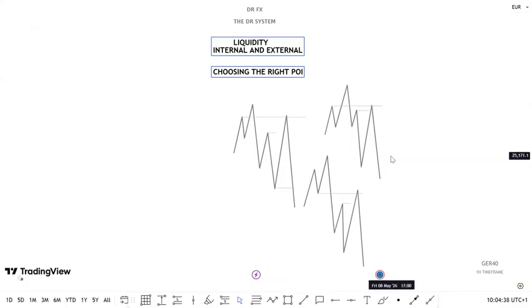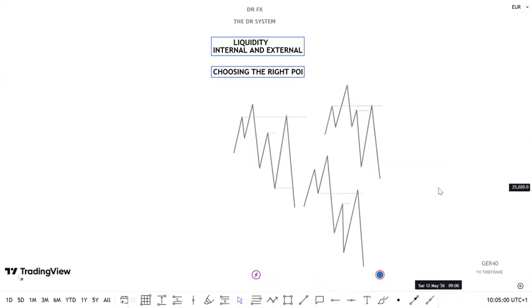And we have different types of internal liquidity. I'm not going to make too much noise. Internal liquidity can be structural liquidity, it can be inducement, it can be Asian high, it can be Asian low, it can be previous daily high, it can be previous daily low. All these are types of internal liquidity. And there's always an internal liquidity inside a fair value gap, which is something I've explained in my previous free classes, right?